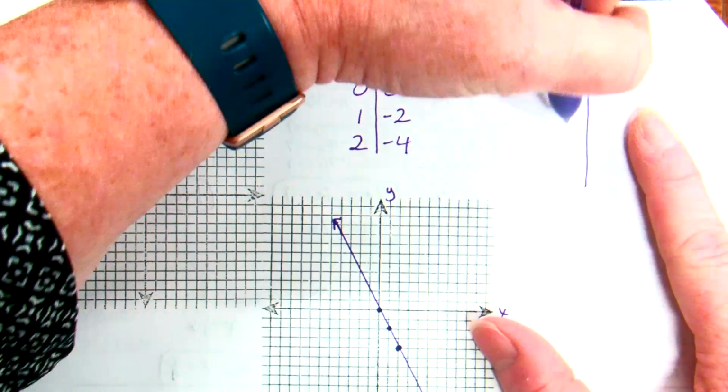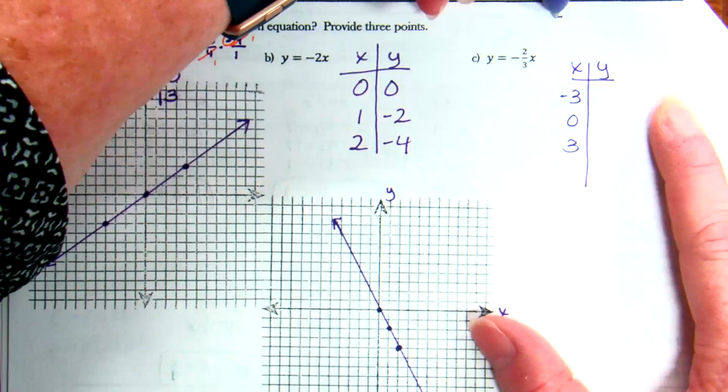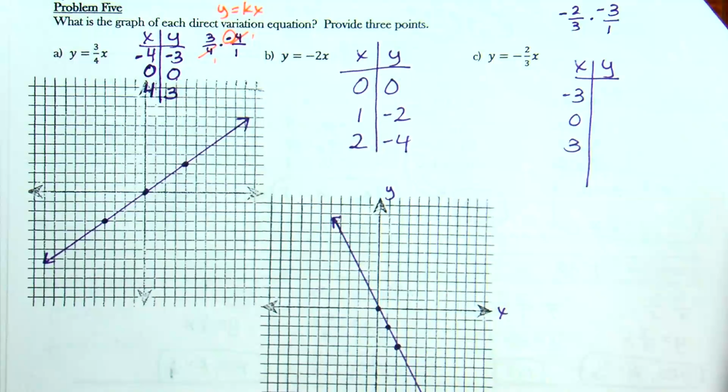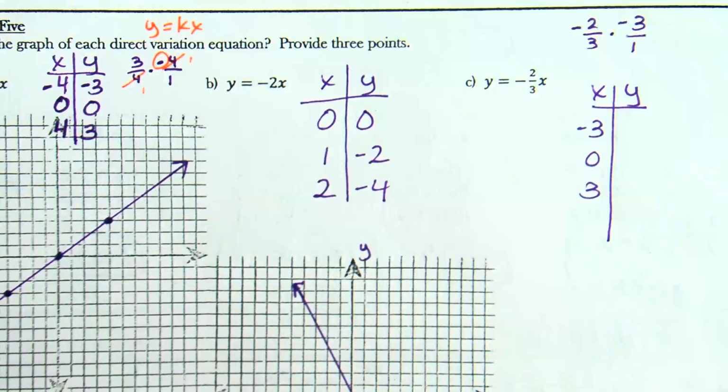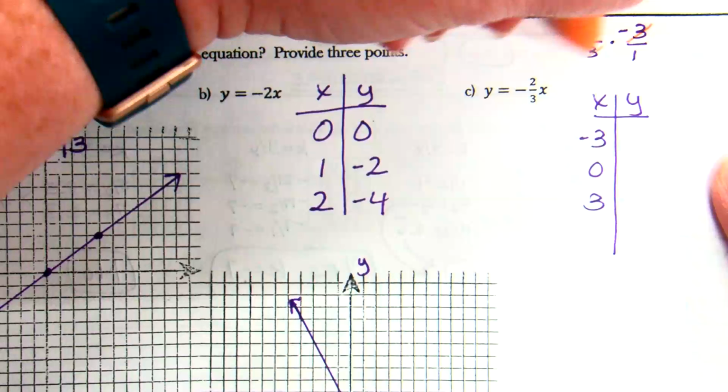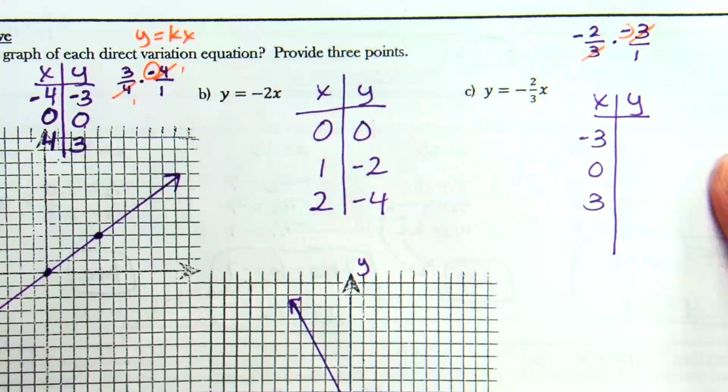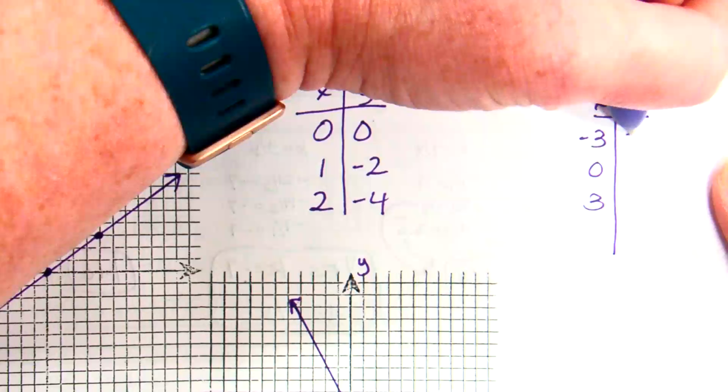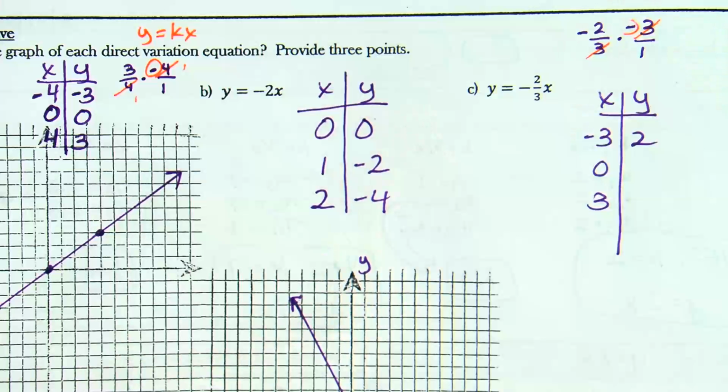Okay, the first part is the hardest. Negative 2/3 times negative 3. Negative 3 is a fraction. Negative 3 over 1. The 3's will cancel and you get 2, because a negative times a negative is a positive. And it's 2. 0 times anything is 0. Positive 3 times negative 2/3 is negative 2.